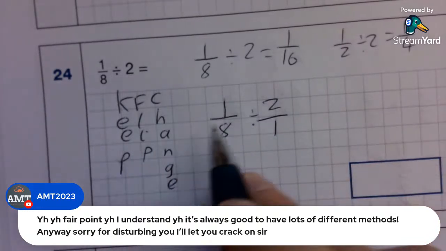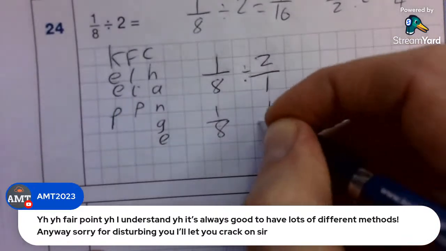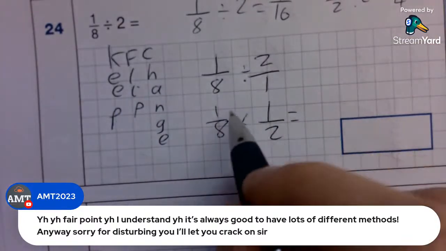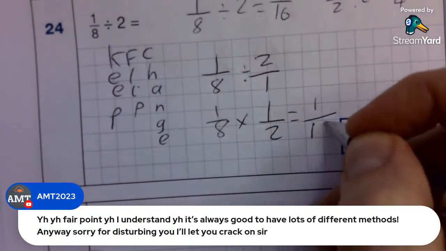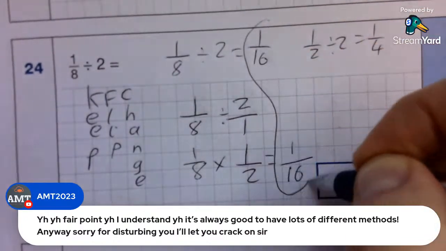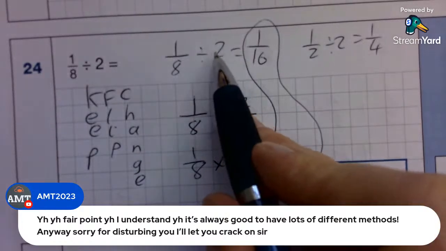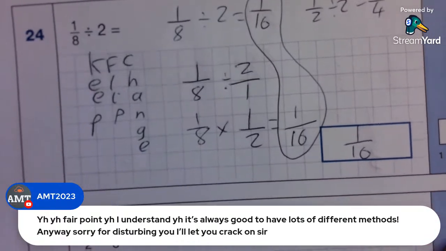Right, and now keep the first one. I'm going to flip this around, change divide to a multiply. And then multiply fractions: multiply the top, that's 1. Multiply the bottom, 2 times 8, 16. And you get the same answer, okay? This is just a bit longer, and for this question, you don't necessarily need to do that. So that is 1/16.